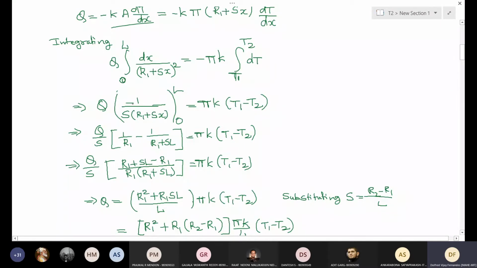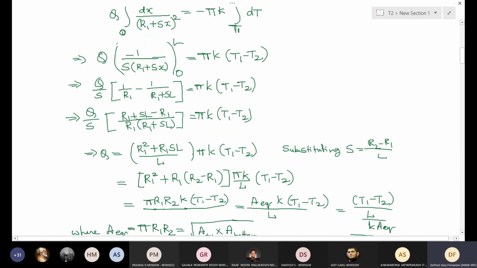Since we have a minus sign here, you can apply the lower limit first and then the upper limit. So you will get 1 by r1, with s taken out, and then 1 by r1 minus 1 by (r1 plus sL). On the right hand side, we have pi k (T1 minus T2). You can take the common denominator and simplify this. It will reduce, and r1 minus r1 will cancel out. This way it simplifies.